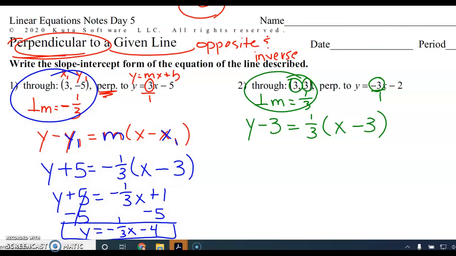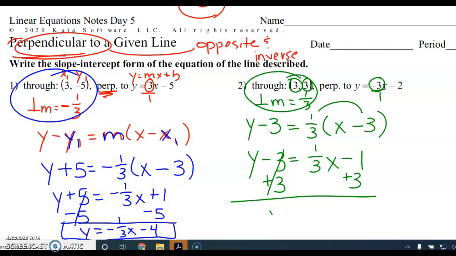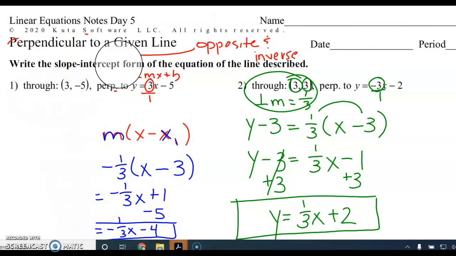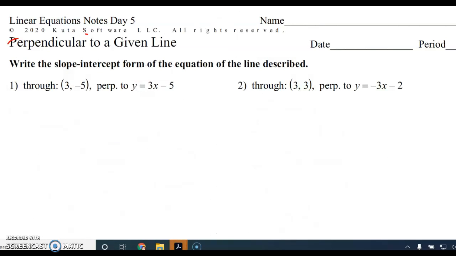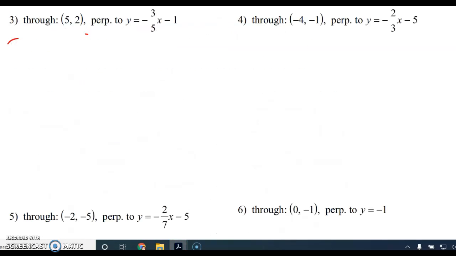So then we would distribute. So we've got y minus 3 equals 1/3 x. 1/3 times negative 3 is negative 1. To get y alone, to get rid of a minus 3, we add 3. So we're in slope-intercept form at y equals 1/3 x, negative 1 plus 3 would be positive 2. Right? So perpendicular slopes are opposite inverses. You might also hear it called opposite reciprocal.